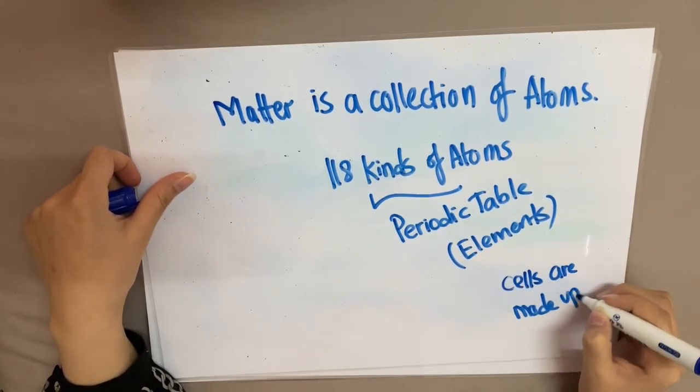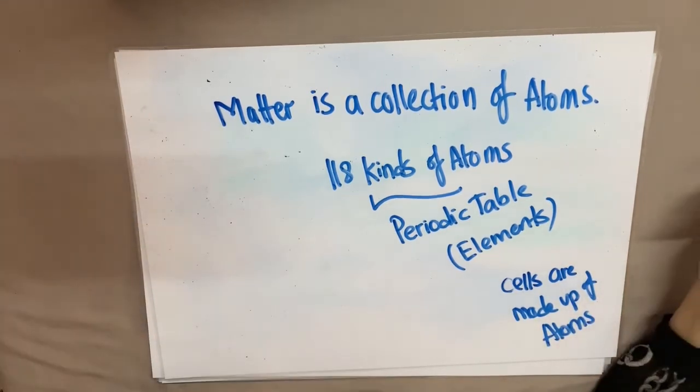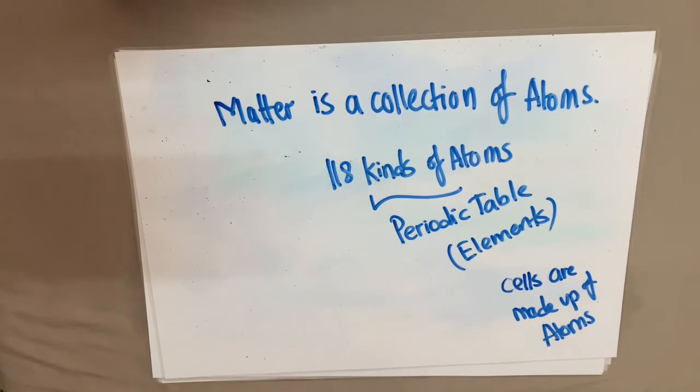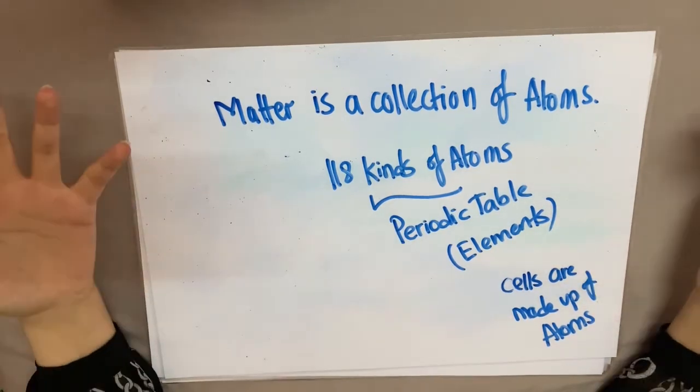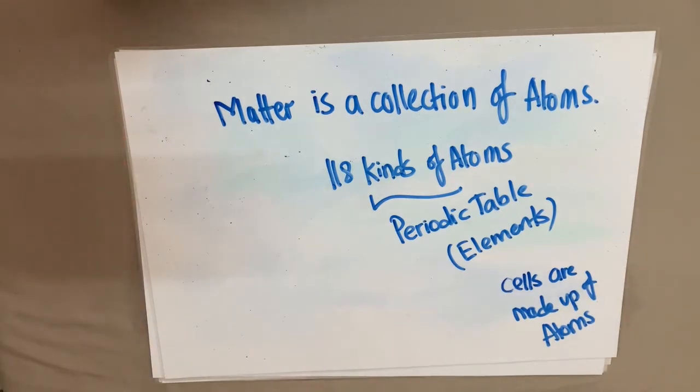How? Aren't cells the basic unit of life? And atoms are the building block of matter. And matter is anything that takes up space and volume. And our cells, which is us, we take up space and volume. Our cells in our body take up space and have mass.